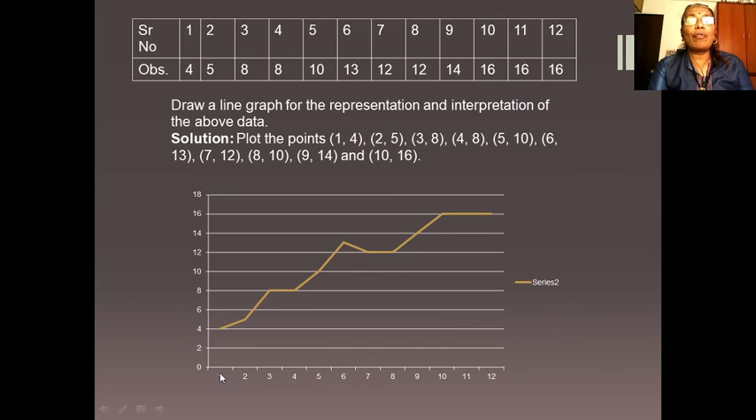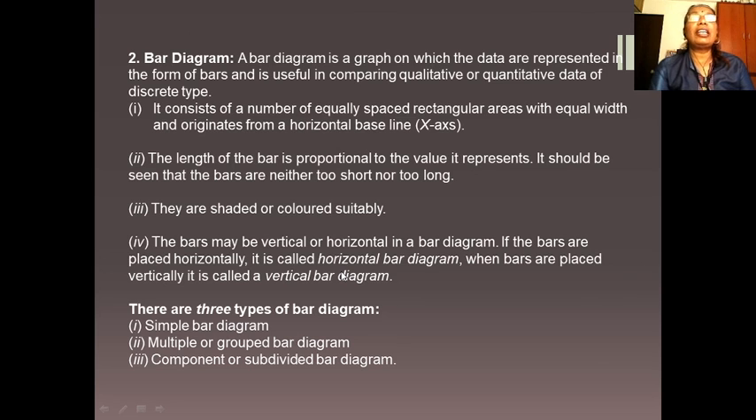Here, for 1 the value is 4, for 2 it is 5, for 3 it is 8, so we plot the points 1 and 4, 2 and 5, 3 and 8, 4 and 8, 5 and 10. Once these points are plotted, we draw the line with the help of a pencil, and this is a line graph for the presentation of the observations. The second one is the bar diagram.